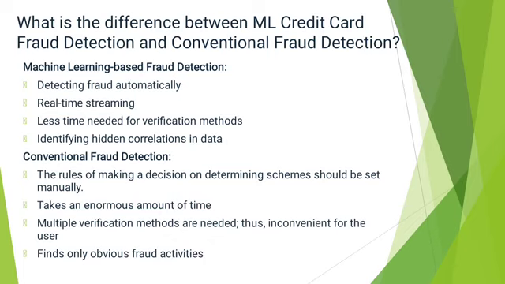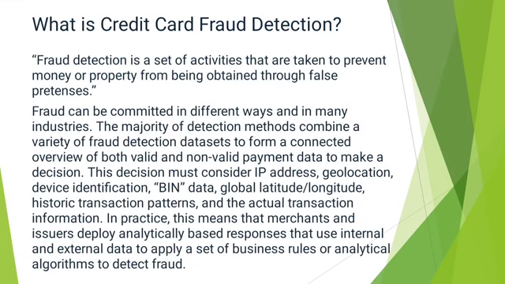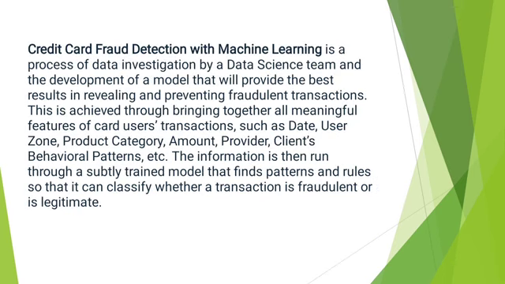This decision must consider IP address, geolocation, device identification, BIN data, global latitude and longitude, historic transaction patterns, and the actual transaction information. In practice, this means that merchant and issuer will deploy analytically based responses that use internal and external data to apply a set of business rules and/or analytical algorithms to detect fraud.